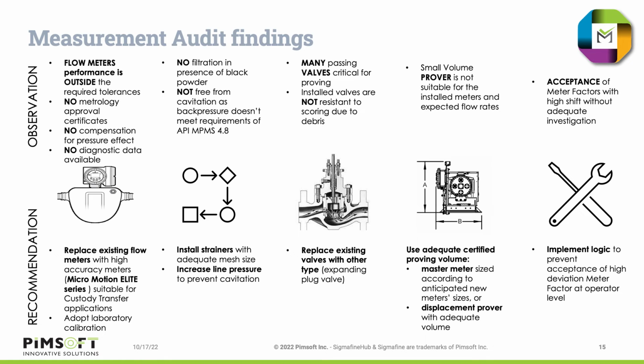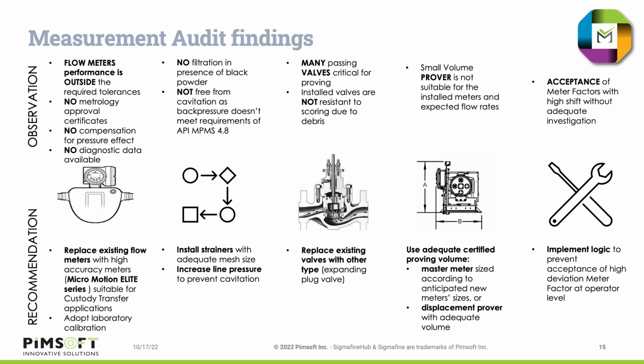The Emerson Elite Coriolis meters have been selected after thorough review with the end user. It's also quite common that we see debris and black powder in the pipeline for oil and gas applications. Black powder is produced as a result of chemical reaction or microbiologically influenced corrosion. Black powder affects the installed equipment, and especially the isolation valves.